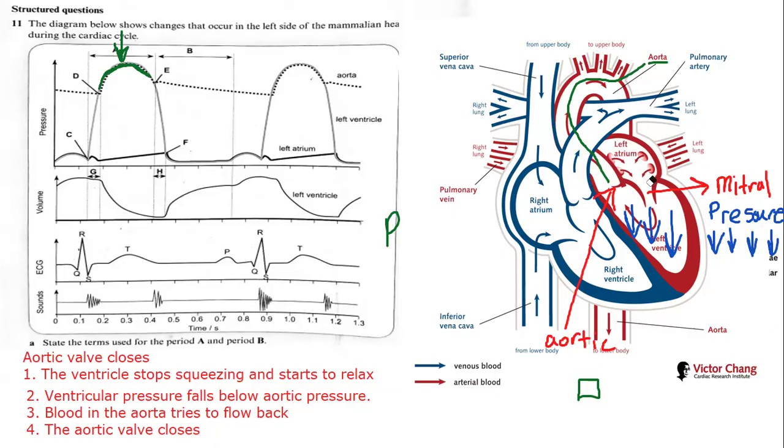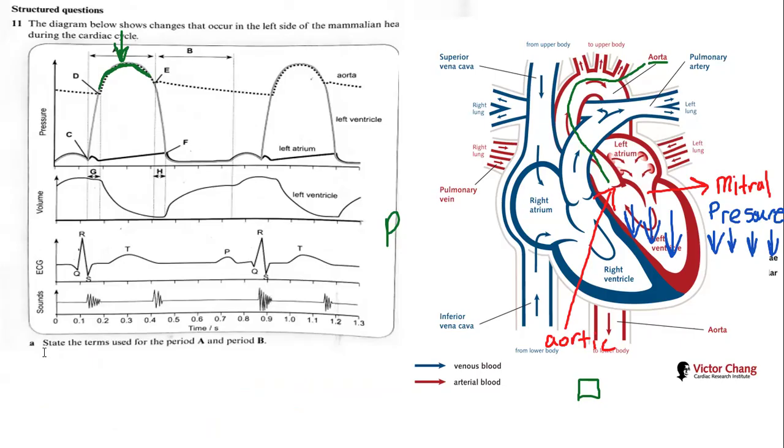So now let's talk about the mitral valve opening. Can I move this part? We good? Okay. So now the mitral valve is going to open. Now, why does the mitral valve open? Well, the ventricle relaxes even more. And what's going to happen? The ventricular pressure falls below the arterial pressure. So the ventricular pressure.